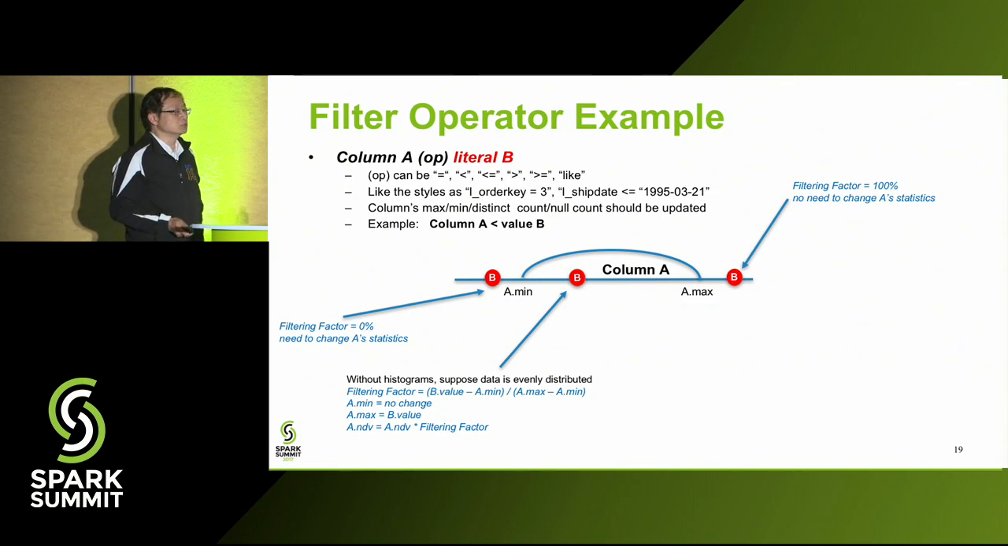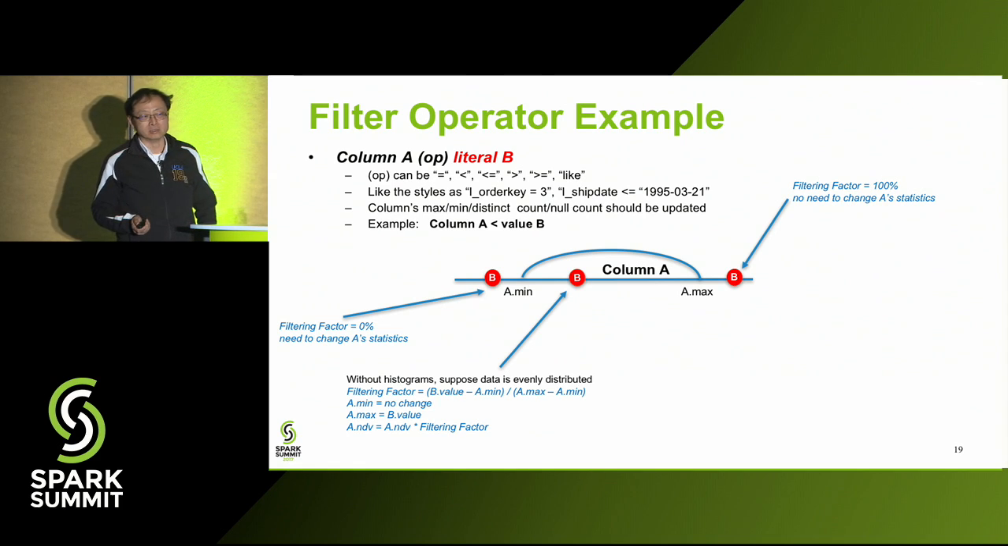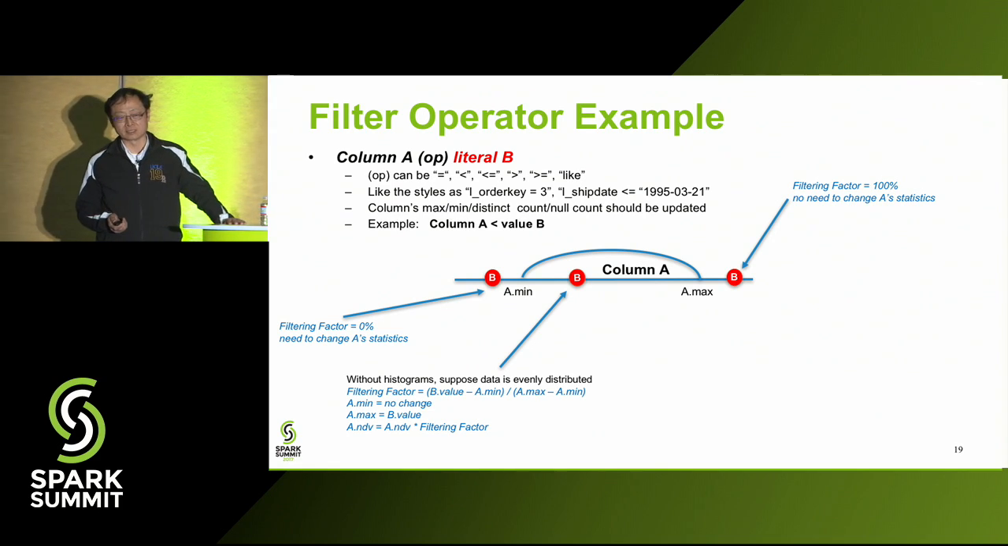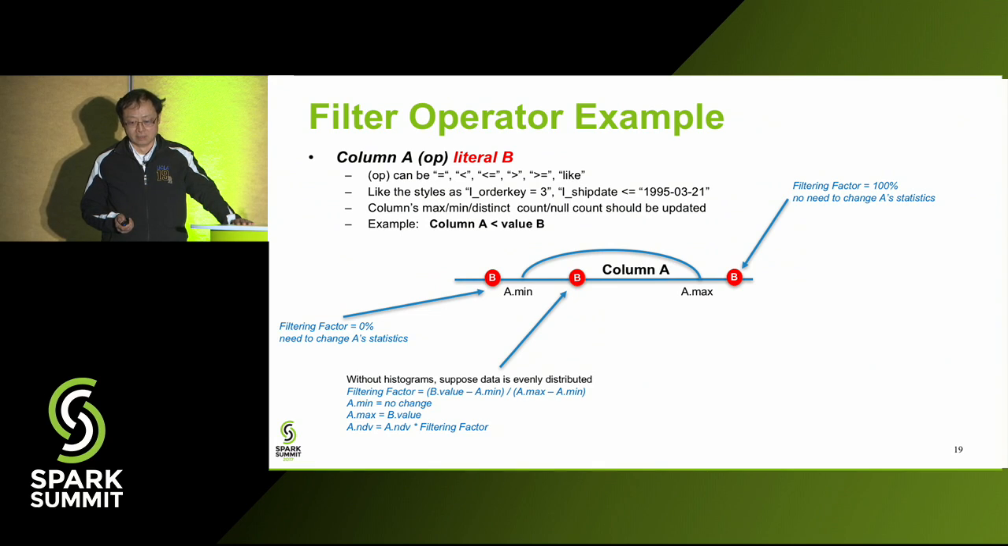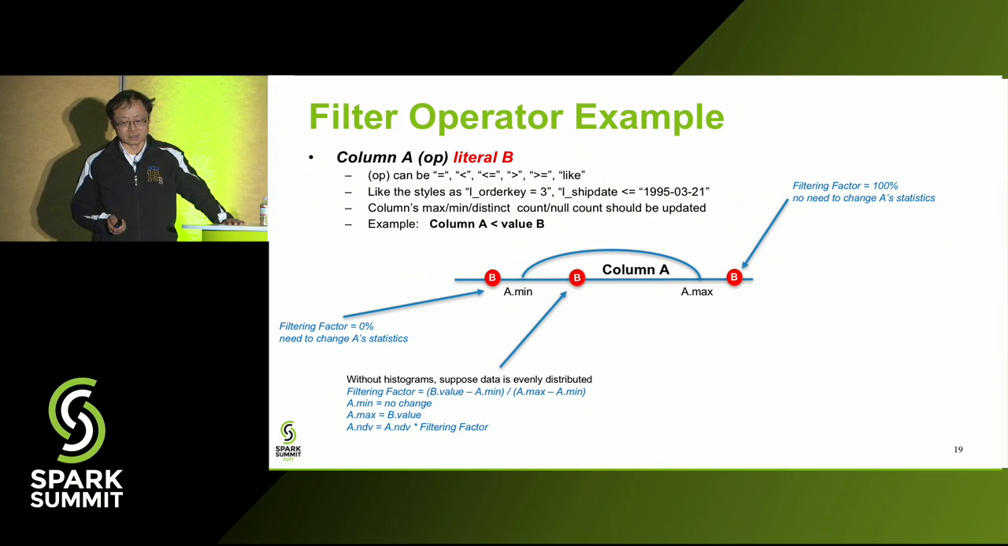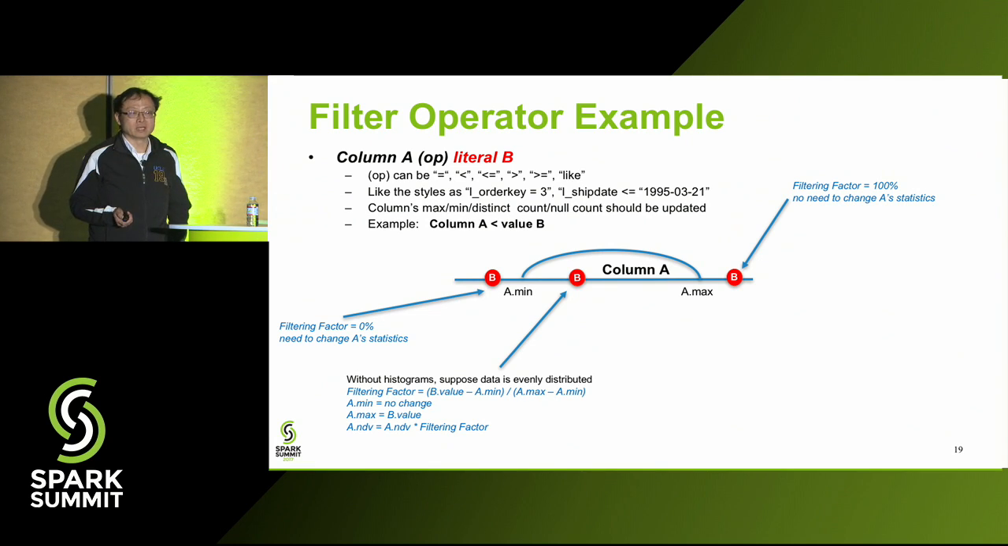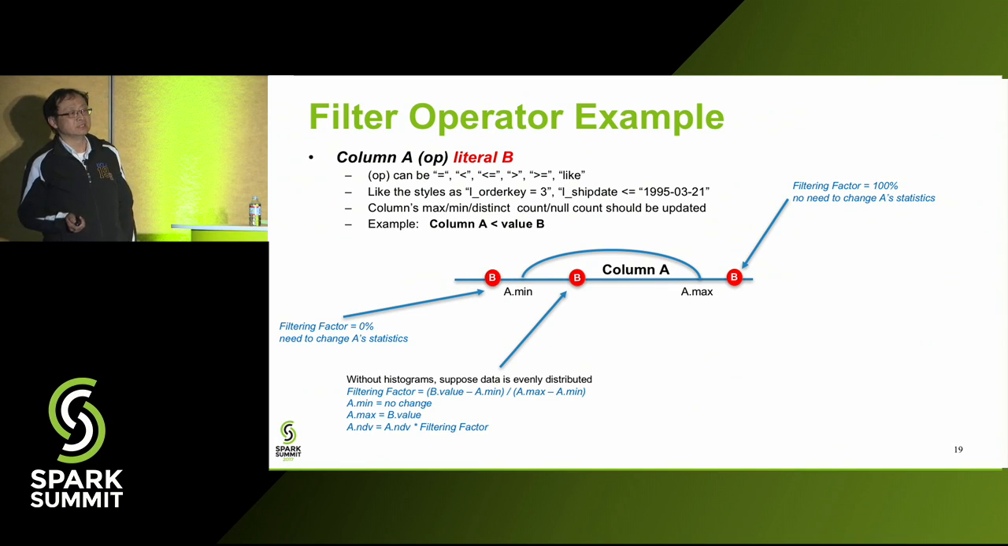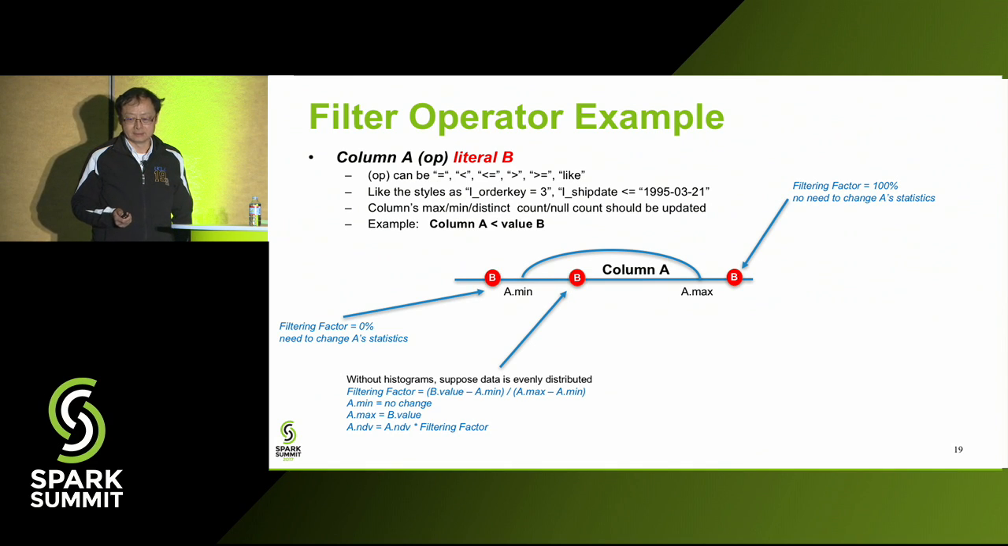So here I'm going to use one example to show you how we estimate the cardinality for a filter operator. In this case, we have a column A, followed by a comparison operator, followed by little b. Little b means it's a constant b.